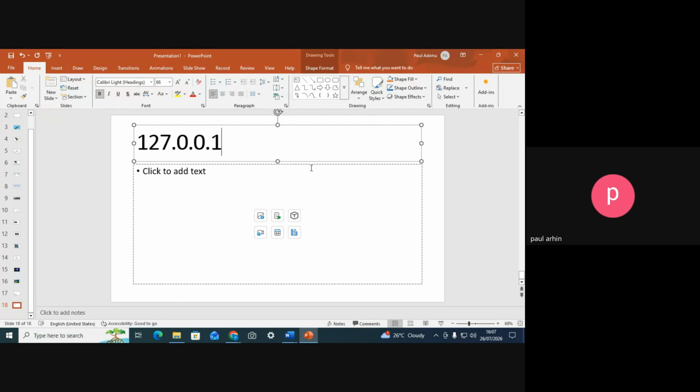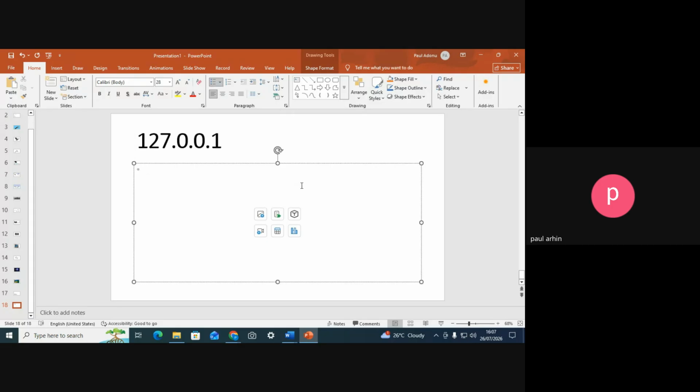So typically we use the command ping, P-I-N-G, 127.0.0.1. I am doing a self-test on my network interface card. We call it loopback. So it's a special one.